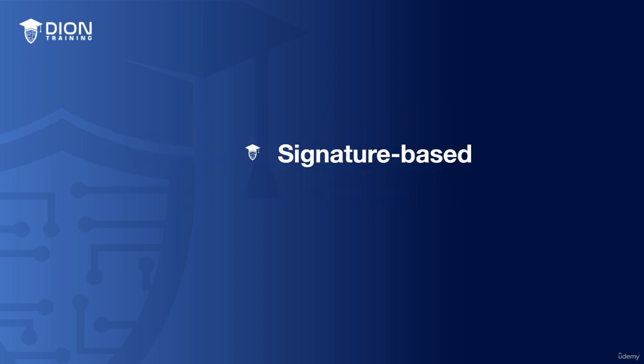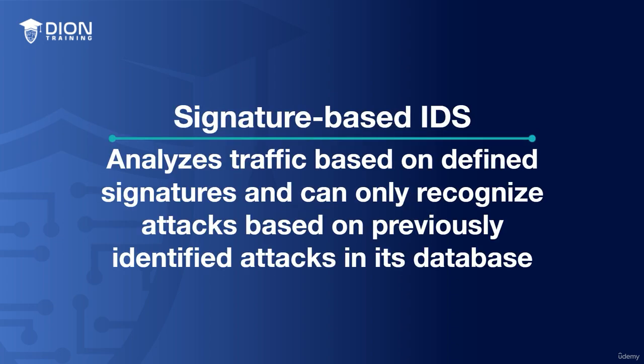Intrusion detection systems operate either using signature-based or anomaly-based detection algorithms. Signature-based IDSs analyze traffic based on defined signatures, and they can only recognize attacks based on the previously identified attacks that exist inside of its database. For this reason, signature-based IDSs require frequent updates to remain effective, and they are not considered effective against zero-day attacks because they've never seen those things before.